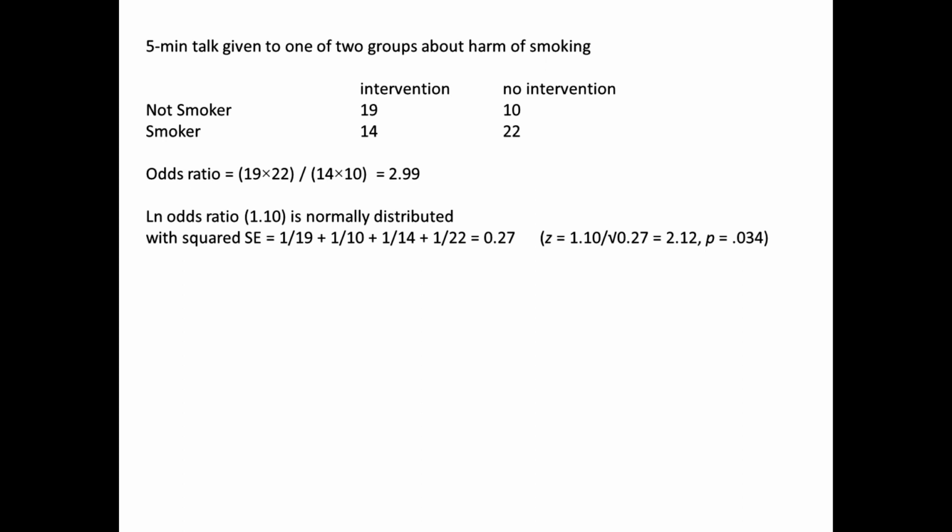You just go, the squared standard error is just 1 over 19, just 1 over the sample counts: 1 over 19 plus 1 over 10 plus 1 over 14 plus 1 over 22. So square root that and you get a standard error. Now if you divide the log odds ratio by its standard error, because of the normal approximation, that's a z-score. You can look up the significance, and you get a p-value out that's extremely similar to the p-value you would get from a chi-squared test of independence.